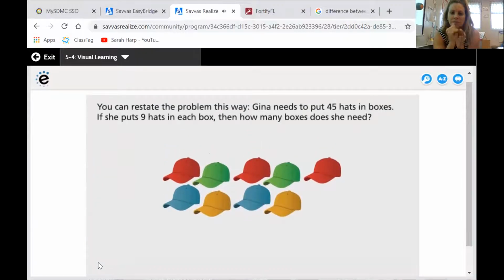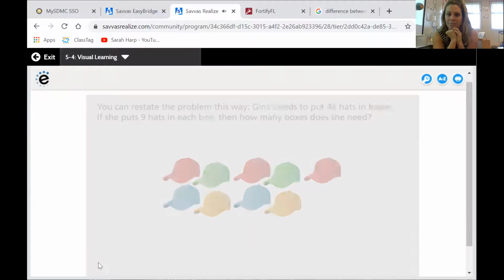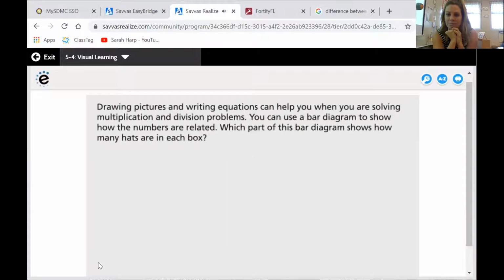You can restate the problem this way. Gina needs to put 45 hats in boxes. If she puts 9 hats in each box, then how many boxes does she need? Drawing pictures and writing equations can help you when you are solving multiplication and division problems. You can use a bar diagram to show how the numbers are related. Which part of this bar diagram shows how many hats are in each box?